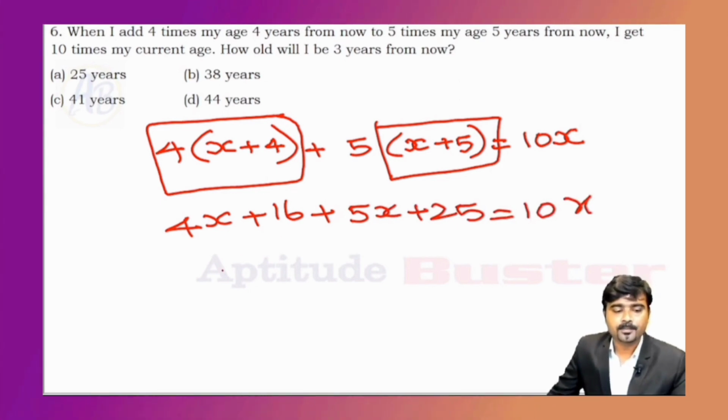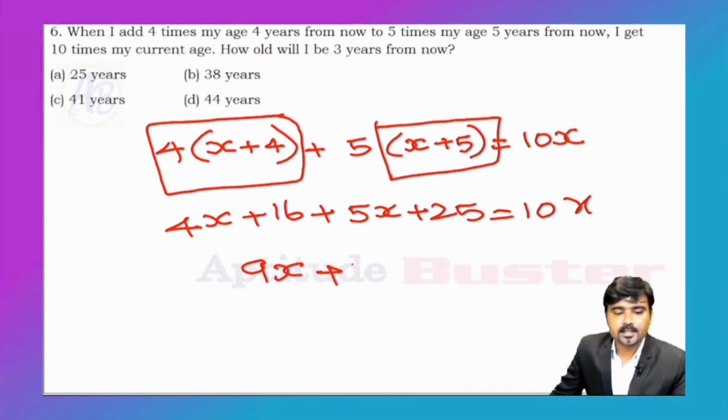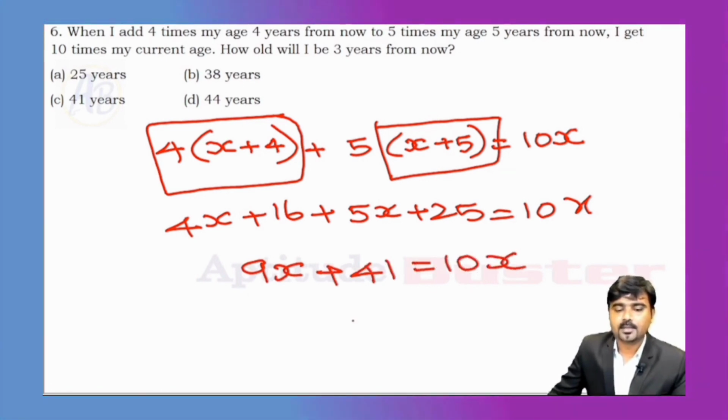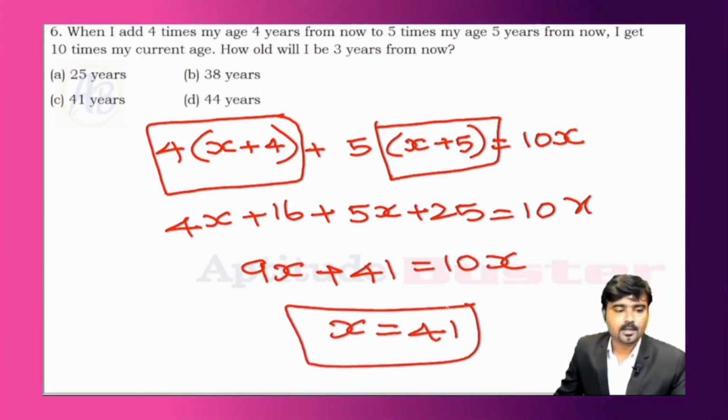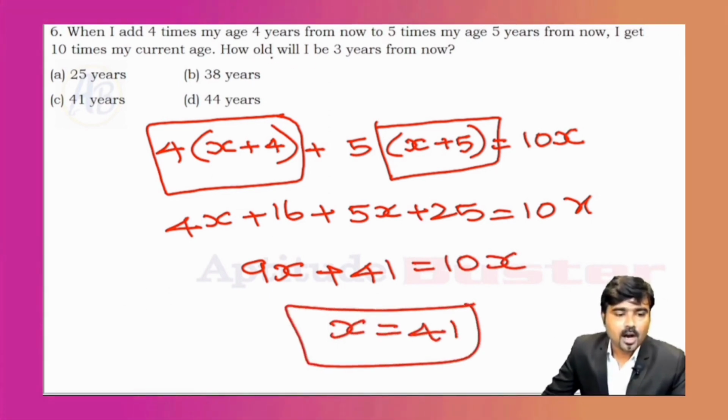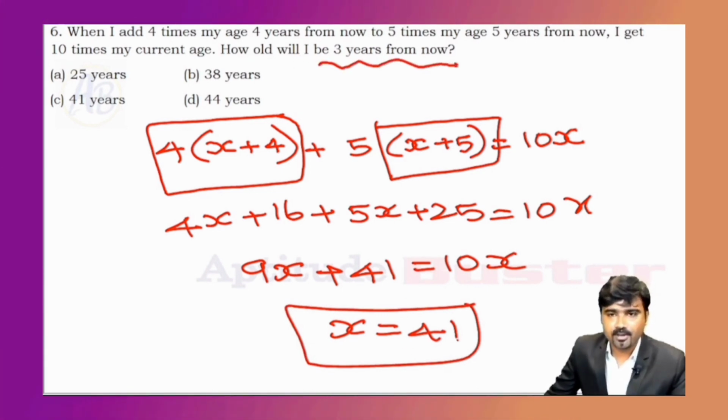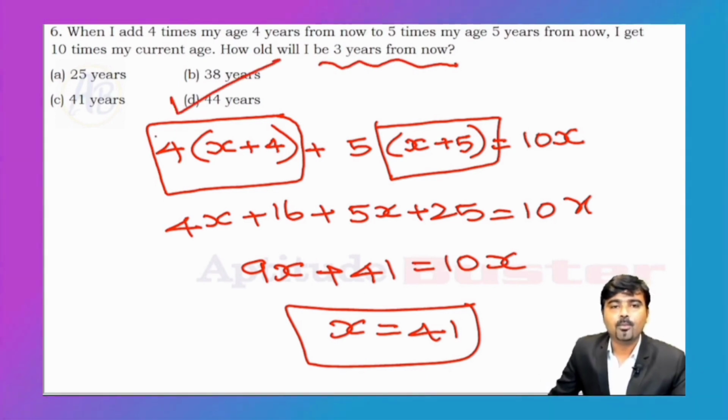What is this? This one is 9x, plus 41 is equal to 10x, right? So x equal to 41. What's the question? How old will I be 3 years from now? x is 41, that is the current age, so the answer should be 44. The most popular wrong answer is 41 years.